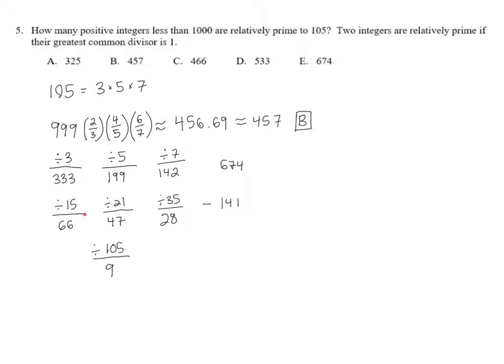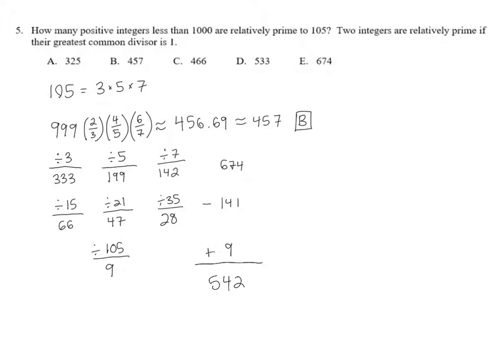But then we got rid of it when we looked at the multiples of 15, and when we looked at the multiples of 21, and the multiples of 35. So we counted it 3 times, and then we got rid of them 3 times. So we didn't actually count those numbers at all. We're going to have to add in those 9 numbers in the end so that we remember to count them. Now if we take 674 minus 141 plus 9, we end up with 542.